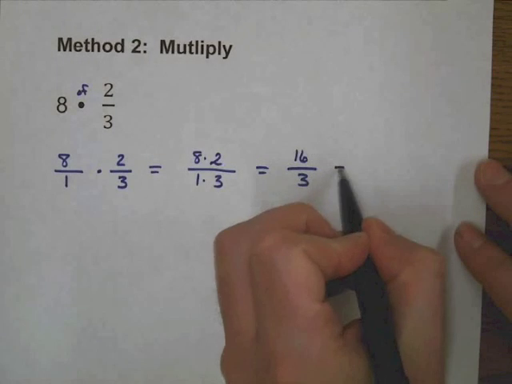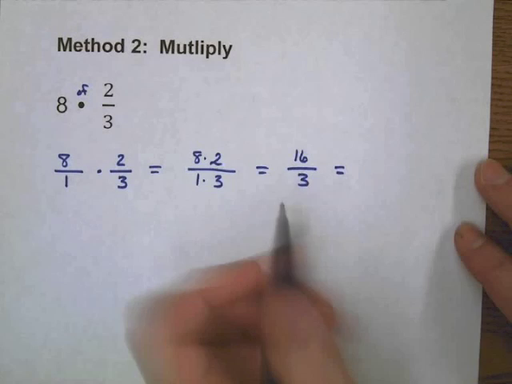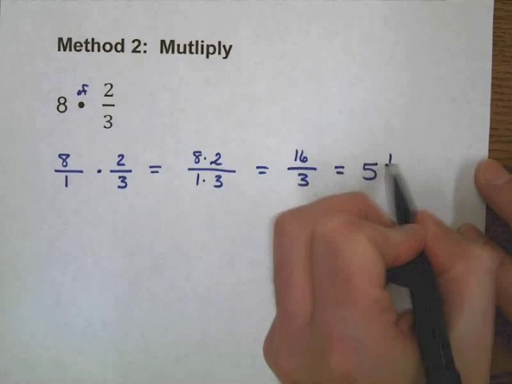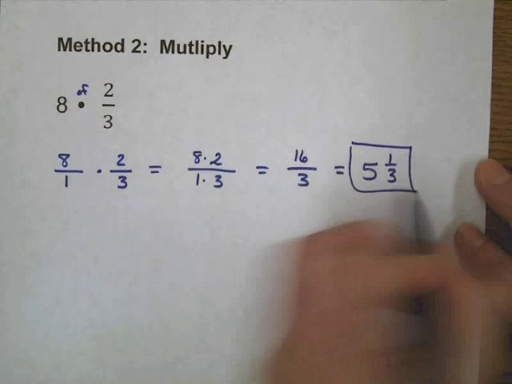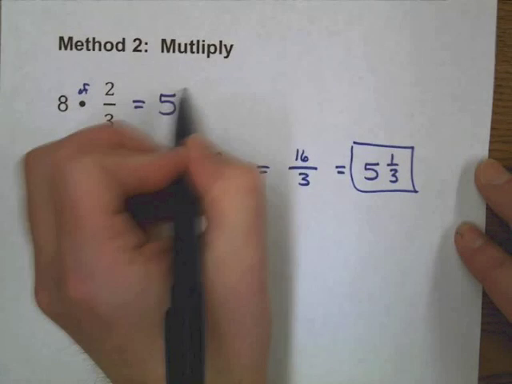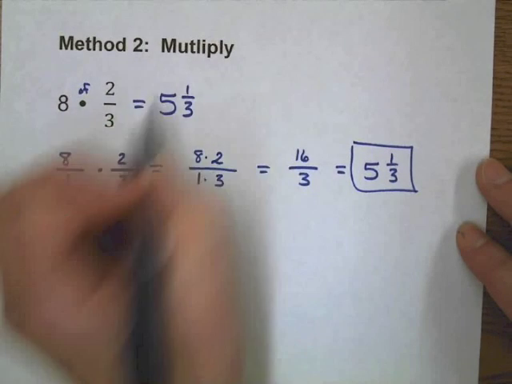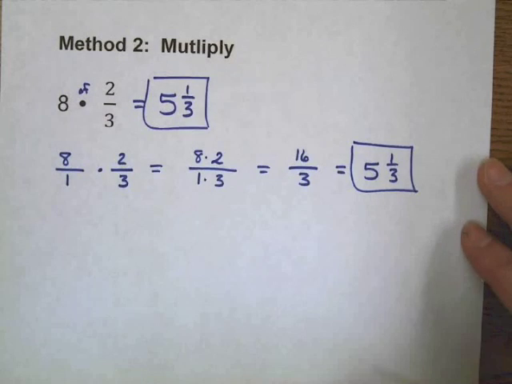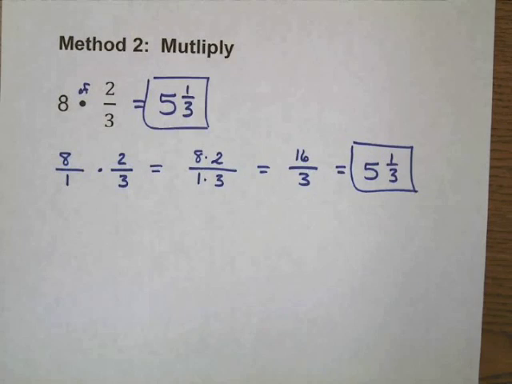And 16 thirds, I can reduce that down to 5 and 1/3. So 8 times 2/3 is 5 and 1/3. So we can use repeated addition, or we can use multiplication.